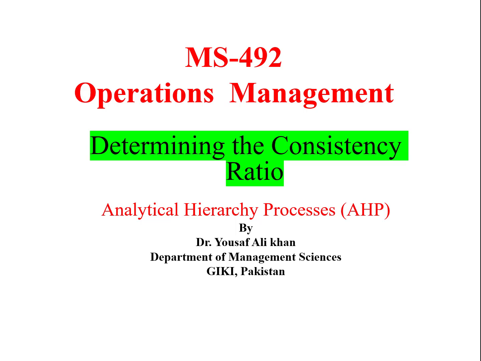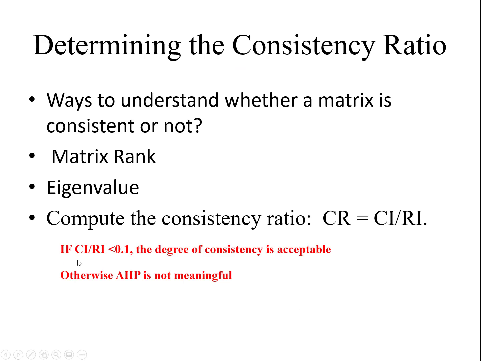We construct a pairwise comparison matrix, then we normalize that pairwise comparison matrix, then we find the priority vector, and from the priority vector we use the consistency ratio. If the consistency ratio, which is equal to CI divided by RI, is less than 0.1, the degree of consistency is acceptable. Otherwise AHP is not meaningful. AHP will not be so feasible in this specific problem.